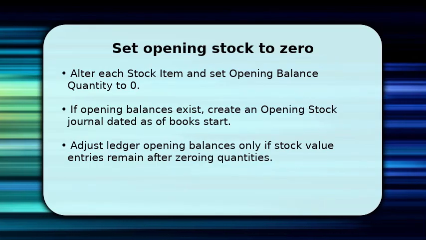Open Gateway of Tally and go to Inventory Info, then Stock Items and choose Alter for each item. Edit the opening balance quantity field to 0 and save to clear quantity on hand at opening date.